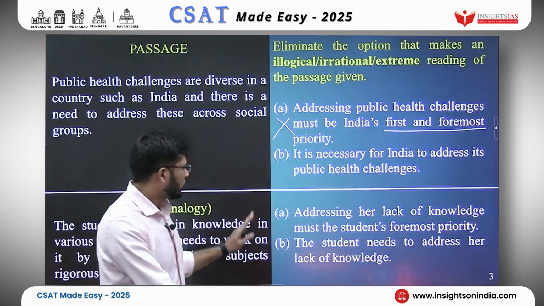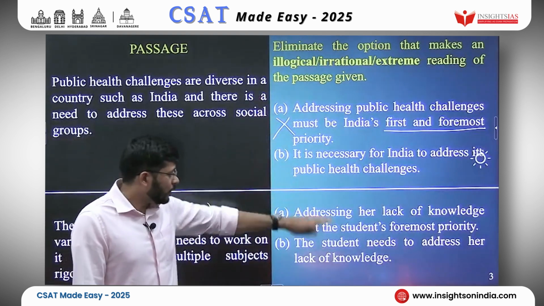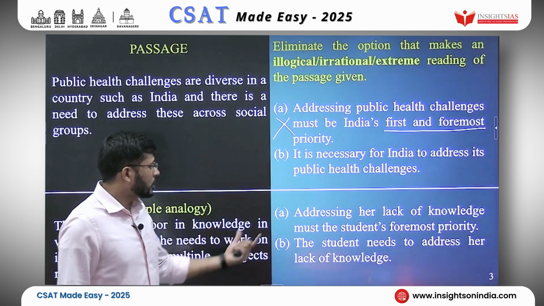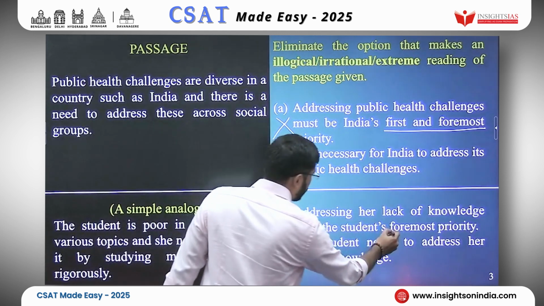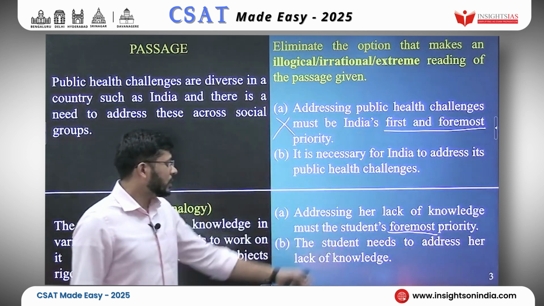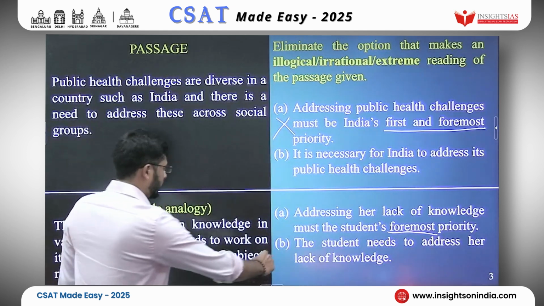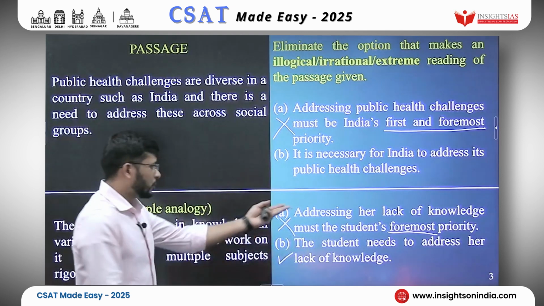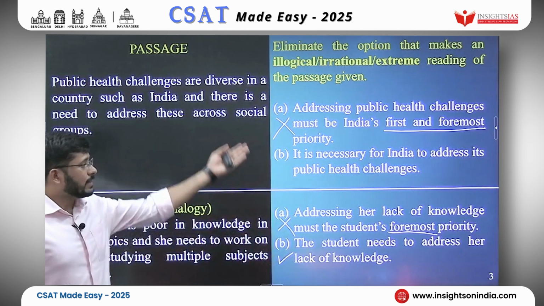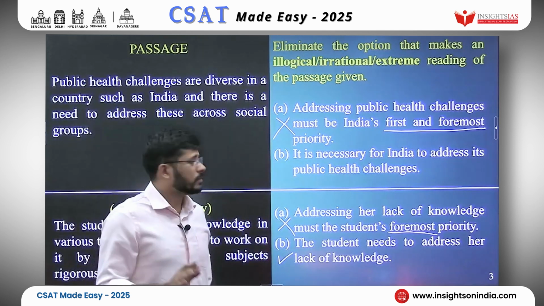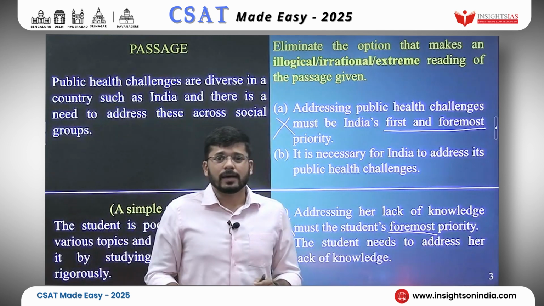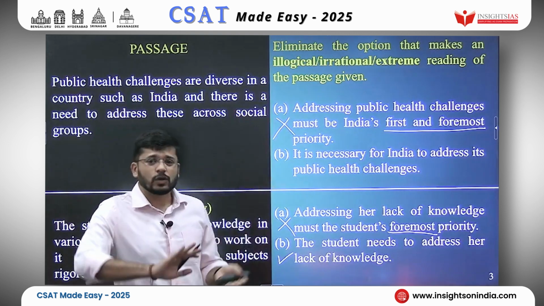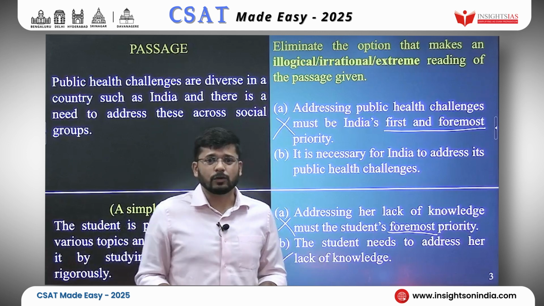Now, these two options are similar to these two options in that order. Addressing her lack of knowledge must be the student's foremost priority. The student needs to address her lack of knowledge. Yes, this is very rational and sensible, but the first is quite extreme. So this is how we eliminate extreme options. They stretch the logical boundary of the passage to a large extent. So we will eliminate that one first.